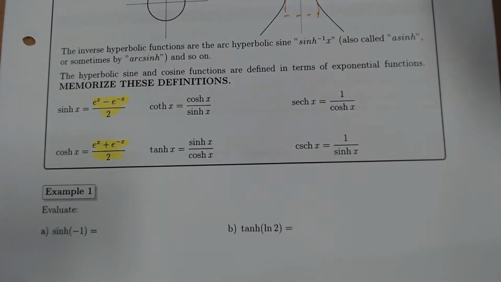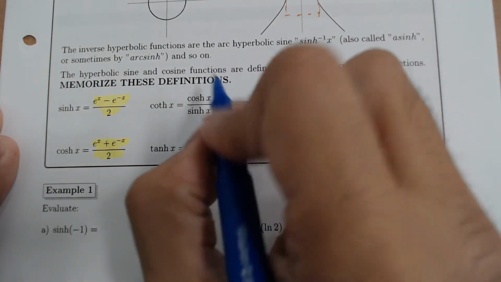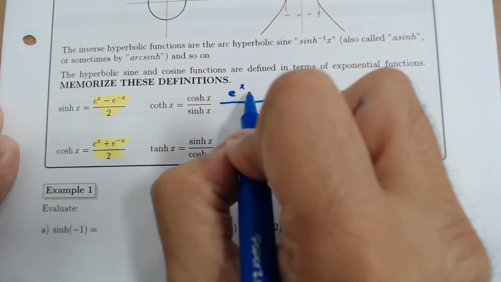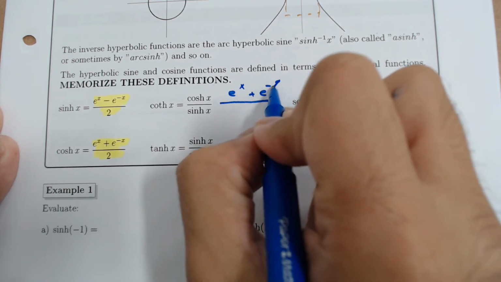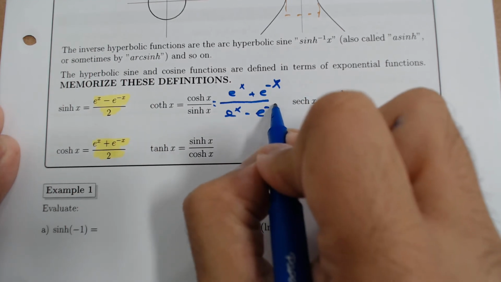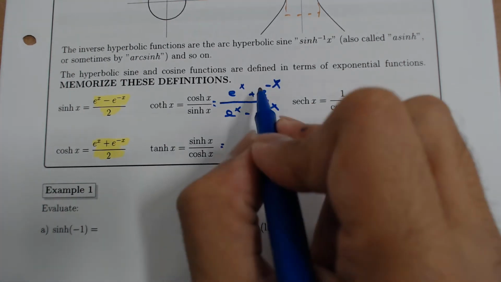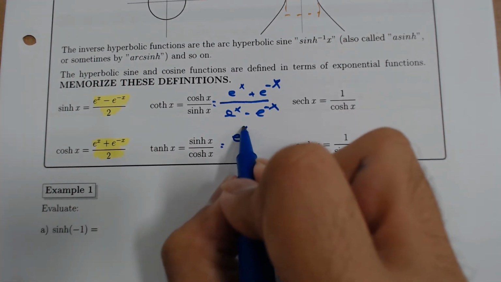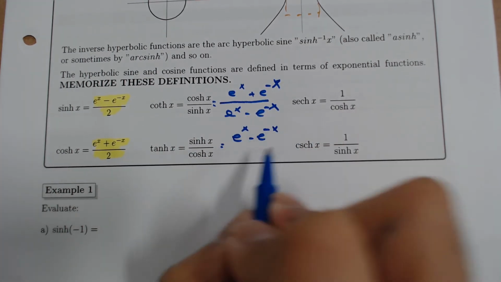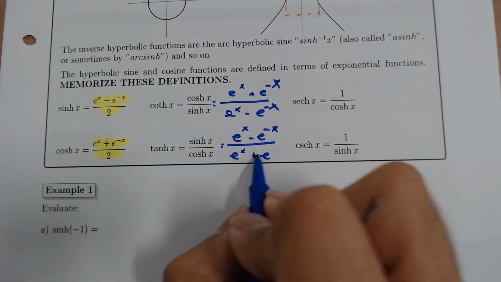So, let's define this using exponentials. So tanh will be (e^x − e^(−x)) over (e^x + e^(−x)). And you might ask, where did the 2's go? Well, because we're dividing these two expressions, those 2's get canceled. And then coth will be just the reciprocal: (e^x + e^(−x)) over (e^x − e^(−x)).